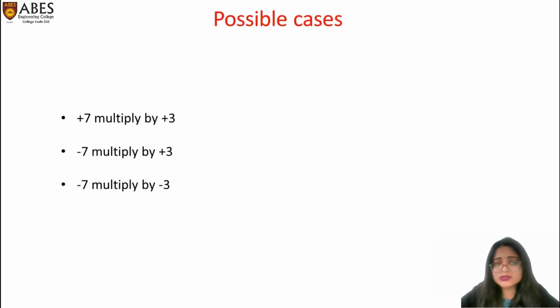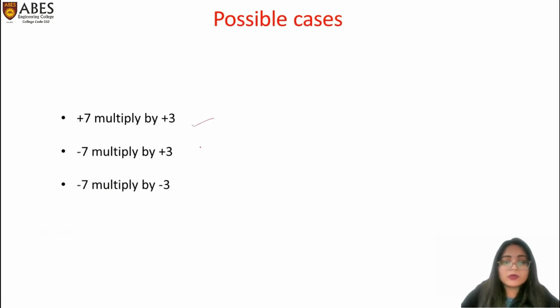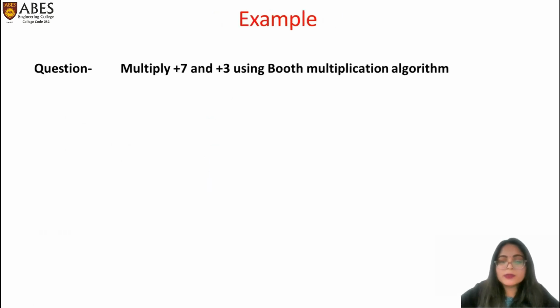What are the possible cases? With the help of this, we can multiply a positive number with a positive number, a positive number with a negative number, and a negative number with a negative number. For this, I guess I need to make two or more videos to implement it with the help of the signs.